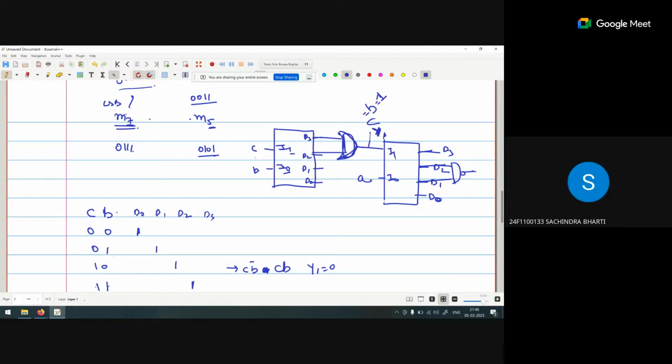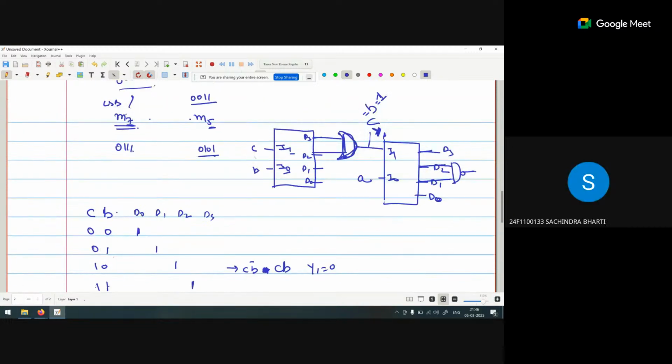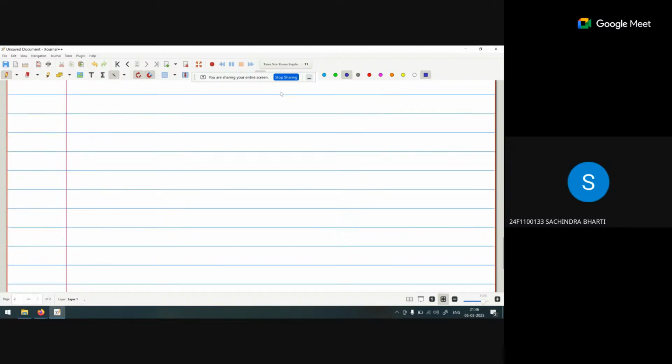Sir, can I ask one more question? Suppose the input is 10, that means C and B is 1 0. No, not in this question, another question. Take any random mux, and if the number of input lines is 10, then how to find the select lines, sir?